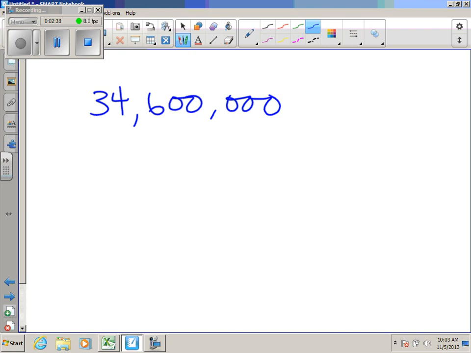Where now can I put my decimal so that I have a value that's in between 1 and 10? Sophia? Between the 3 and the 4, okay? So what is my digit now that I'm going to use? 3.46. Are there any other digits besides 0 here? No. So then I'm good. I can stop at the 6.